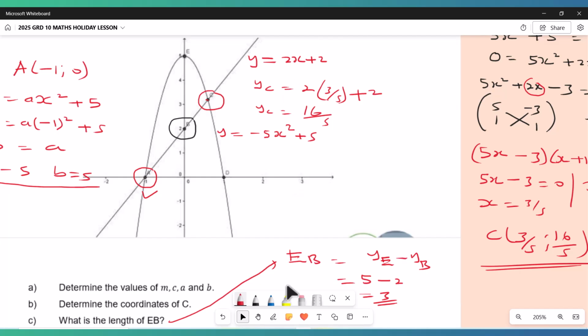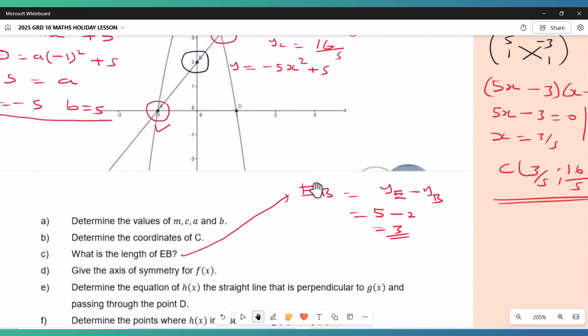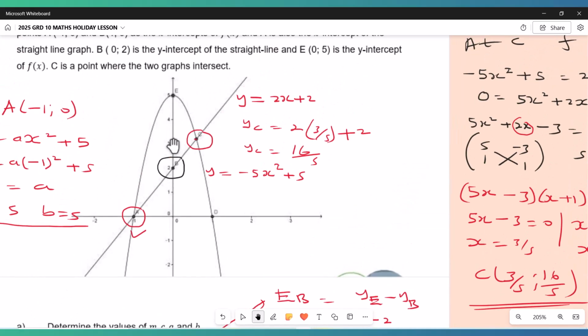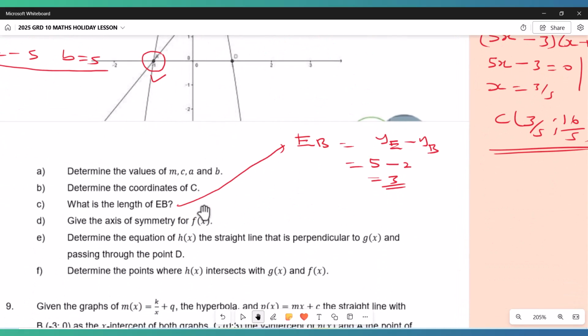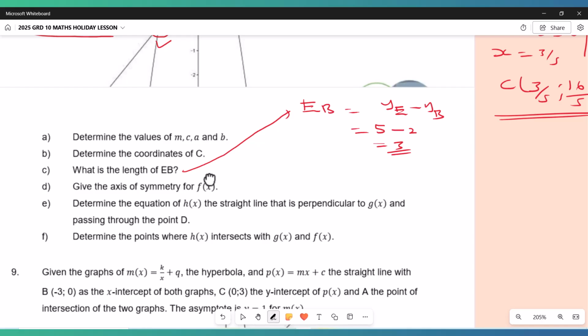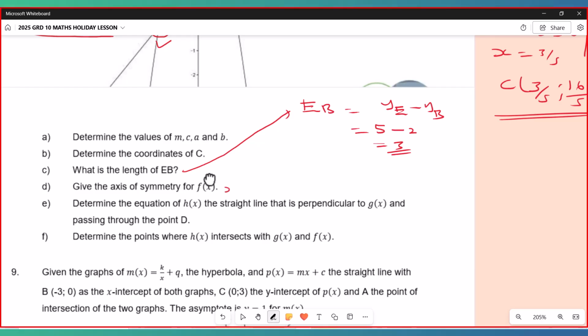Next here, they said that we should find out what? Let's check it. Give the axis of symmetry for the function f. In this case, our axis of symmetry for this function is the y-axis, because this y-axis is dividing the function into two equal portions. So this y-axis, we call it the line x equals 0. So here, our answer is x equals 0.